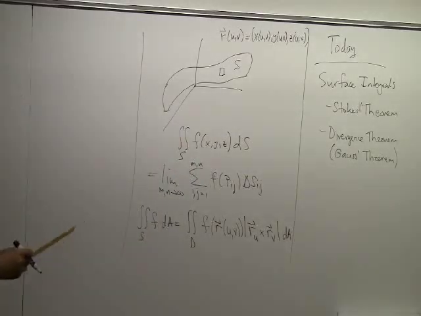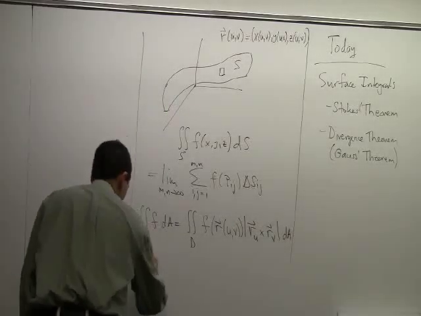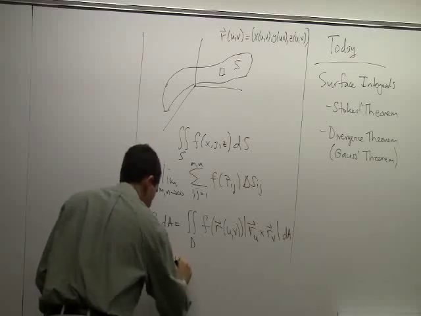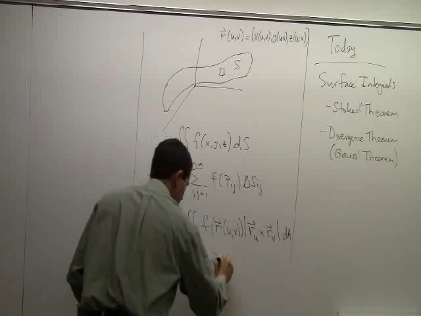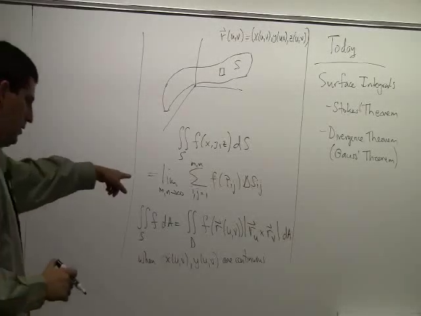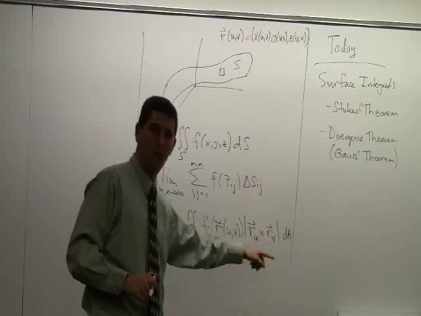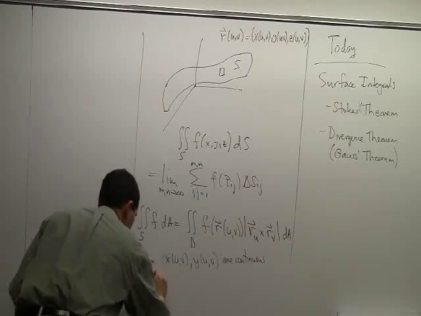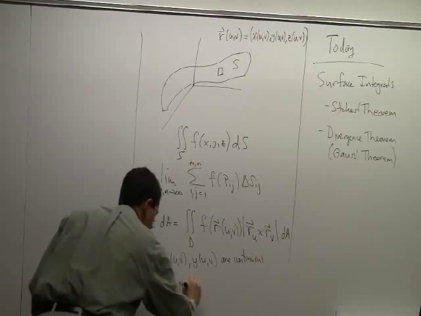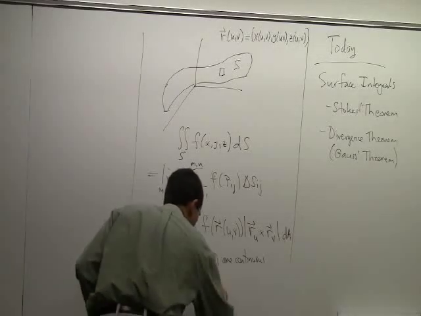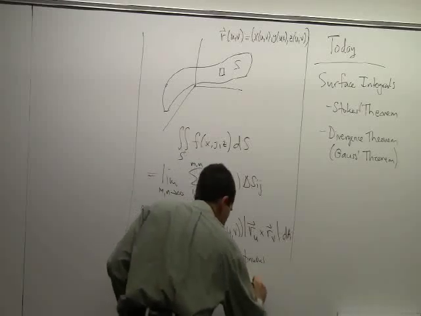Let's see. Yeah. So there are some hypotheses on here that we need. So first, I guess x of uv and y of uv are continuous. And then these partial derivative vectors, R_u and R_v, not the one you drive around with your grandmother in the back. So R_u and R_v should be non-parallel. Oh dear. And non-zero in the domain D.